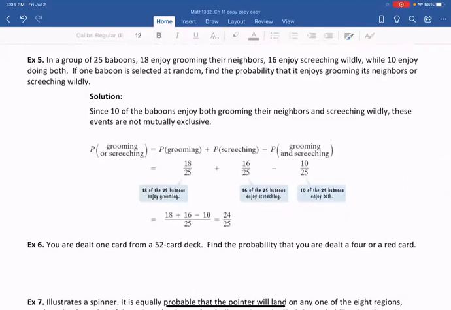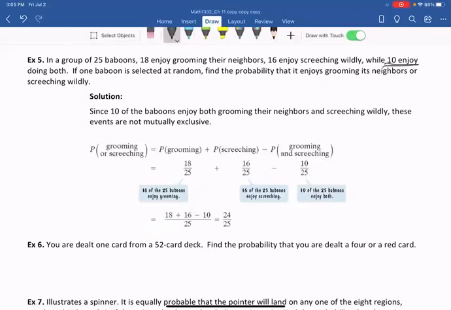Example 5. In a group of 25 baboons, 18 enjoy grooming their neighbors, 16 enjoy screeching wildly, while 10 enjoy doing both. When you see doing both, that means it's not mutually exclusive. They have overlap. They do both things. Continue to read the question. If one baboon is selected at random, find the probability that it enjoys grooming its neighbors or screeching wildly.